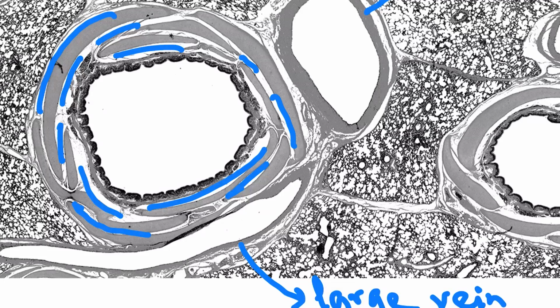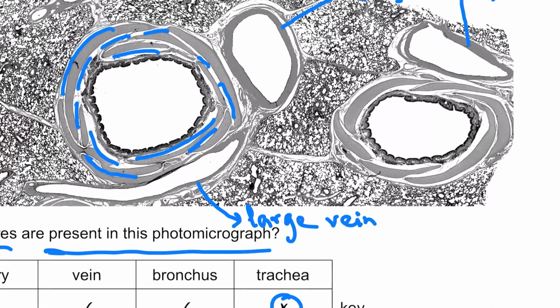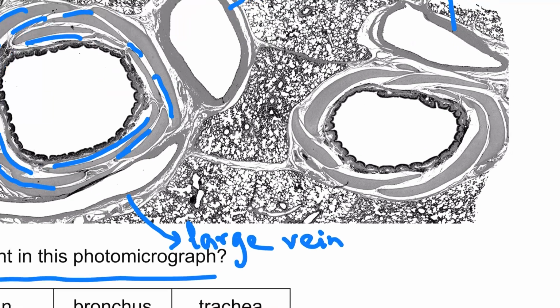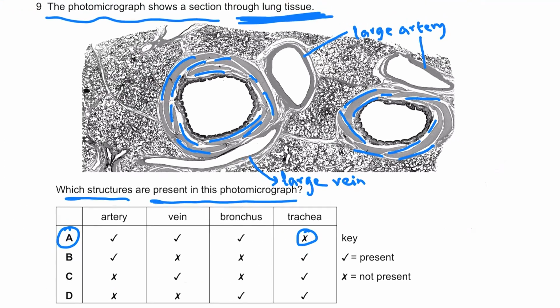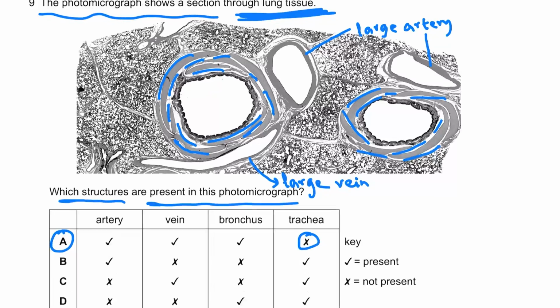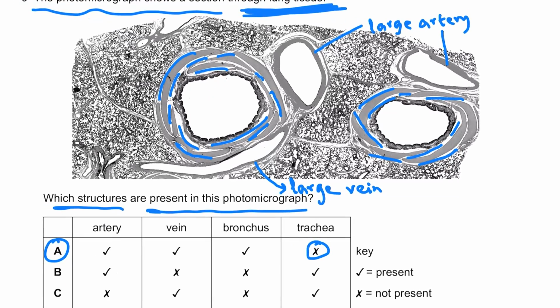Irregular blocks of cartilage. There is no C-shaped cartilage. Obviously, C-shaped cartilage is found in the trachea, and trachea cannot be in the lung tissue. This is also, yes guys, a cartilage. This is also a bronchus with irregular cartilage. So in this photomicrograph, we can see the bronchus, we can see the vein, we can see the artery, but we can never see the trachea.